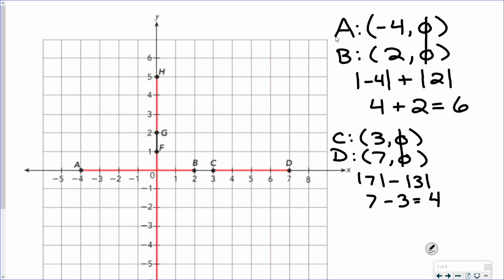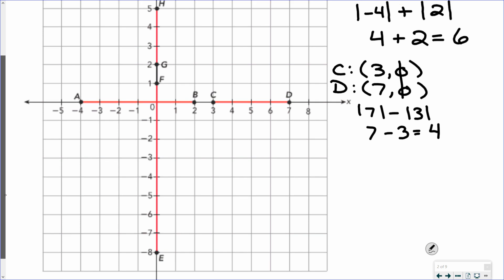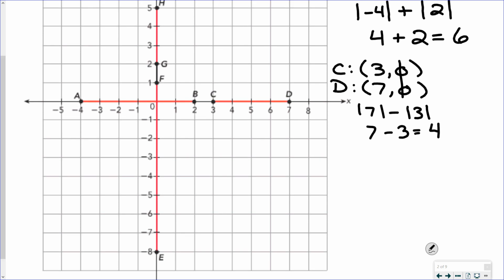If our lines are vertical, there's not much difference except for which coordinate ends up being the same. So if we look at point E, point E has an ordered pair of 0, -8. F has an ordered pair of 0, 1. So this time, instead of the y coordinates being the same, it's our x coordinates that are the same. So we're going to ignore those.